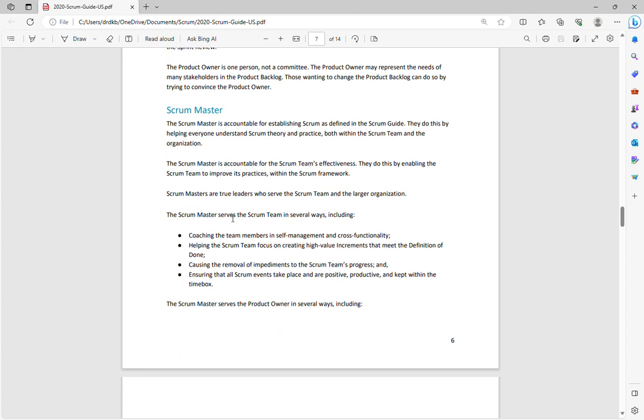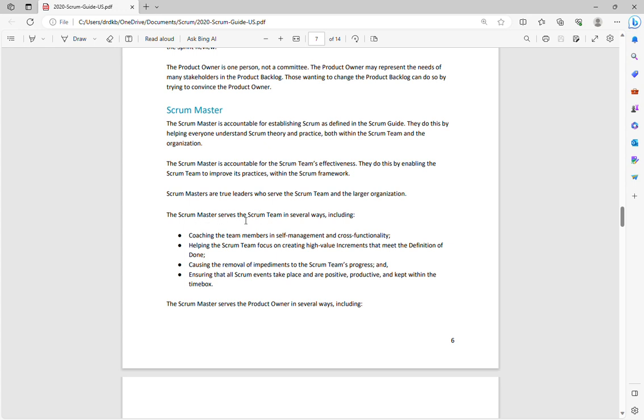The Scrum Master serves the Scrum team in several ways. As I mentioned, the Scrum Master is serving the entire Scrum team. So he's serving the Scrum team, which means the developers. The Scrum Master would serve the product owner. The Scrum Master would also serve the entire organization. Now, there are different ways in which the Scrum Master would serve the developers, product owner, and the organization. That is what is mentioned here.